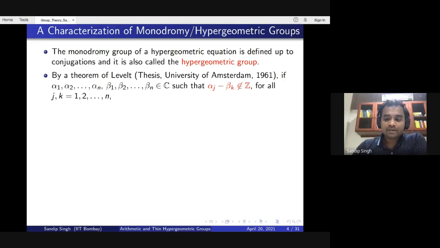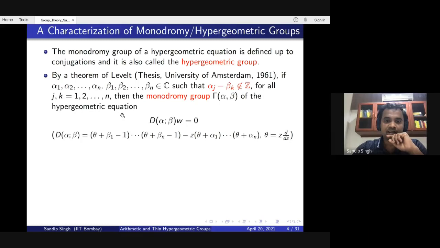If alpha_1, alpha_2, ..., alpha_n, beta_1, beta_2, ..., beta_n are complex numbers such that alpha_j minus beta_k is not an integer for all j, k from 1 to n, then the monodromy group, let's denote it gamma(alpha, beta), of this hypergeometric equation D(alpha, beta) w equals 0. Just remember that this differential operator D(alpha, beta) is defined as (theta plus beta_1 minus 1) ... (theta plus beta_n minus 1) minus z times (theta plus alpha_1) ... (theta plus alpha_n), where theta is z times d/dz.